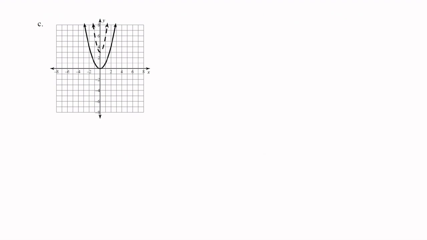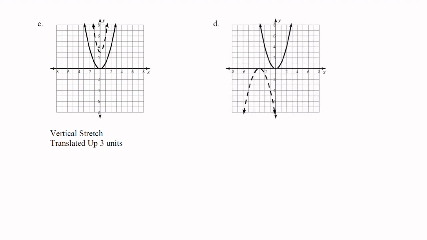For C, we have a graph that was translated up. We also have a graph that was stretched, but it was also translated up 3 units. For D, we have a graph that was reflected across the x-axis. It was not stretched or compressed. It was translated left 3 units.